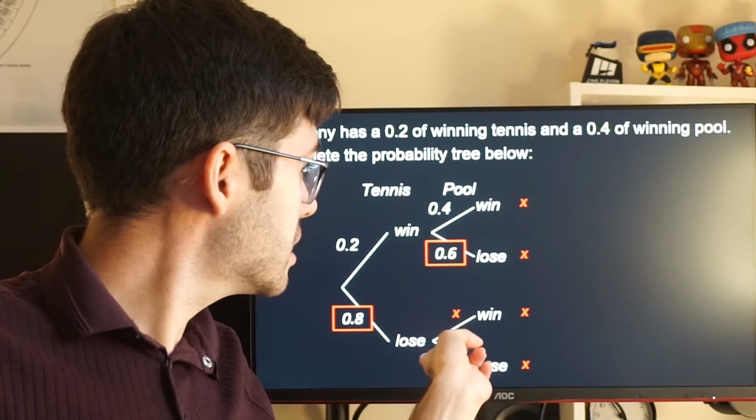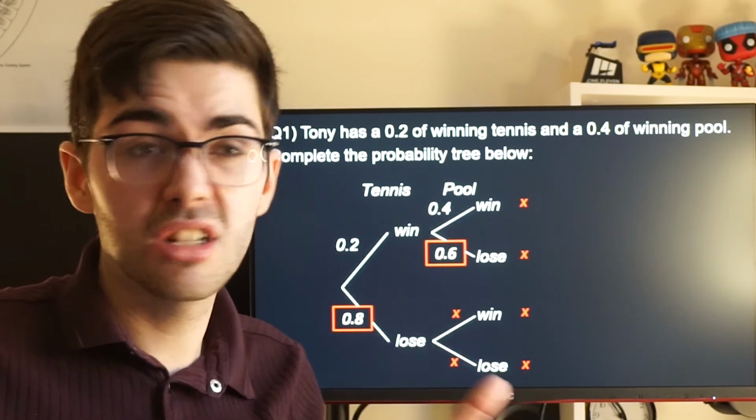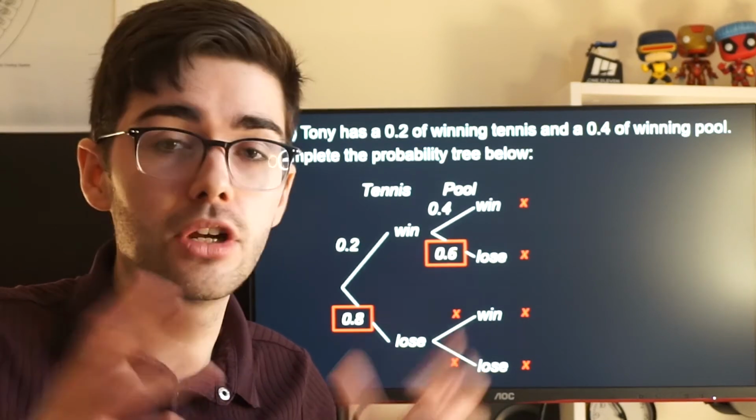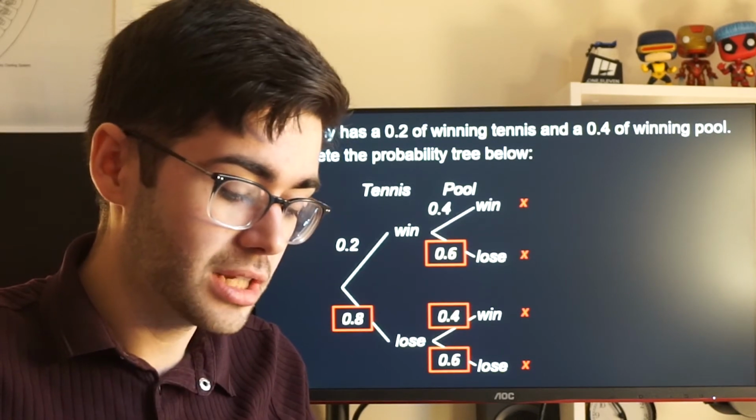If he loses tennis, how is that going to affect his chance of winning or losing pool? It's not, because they're completely different events. They have no bearing on each other. So this is still going to be 0.4, he wins pool, and 0.6, he loses.